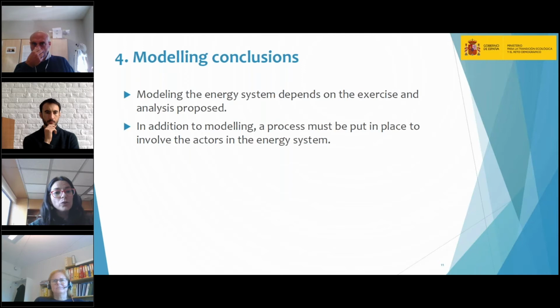So for the part of the modeling, I would like to conclude that the modeling of the energy system depends a lot on the exercise and analysis proposed. And in addition to modeling, I think that the process must be put in place to involve all the actors, all the stakeholders involved in the energy system.